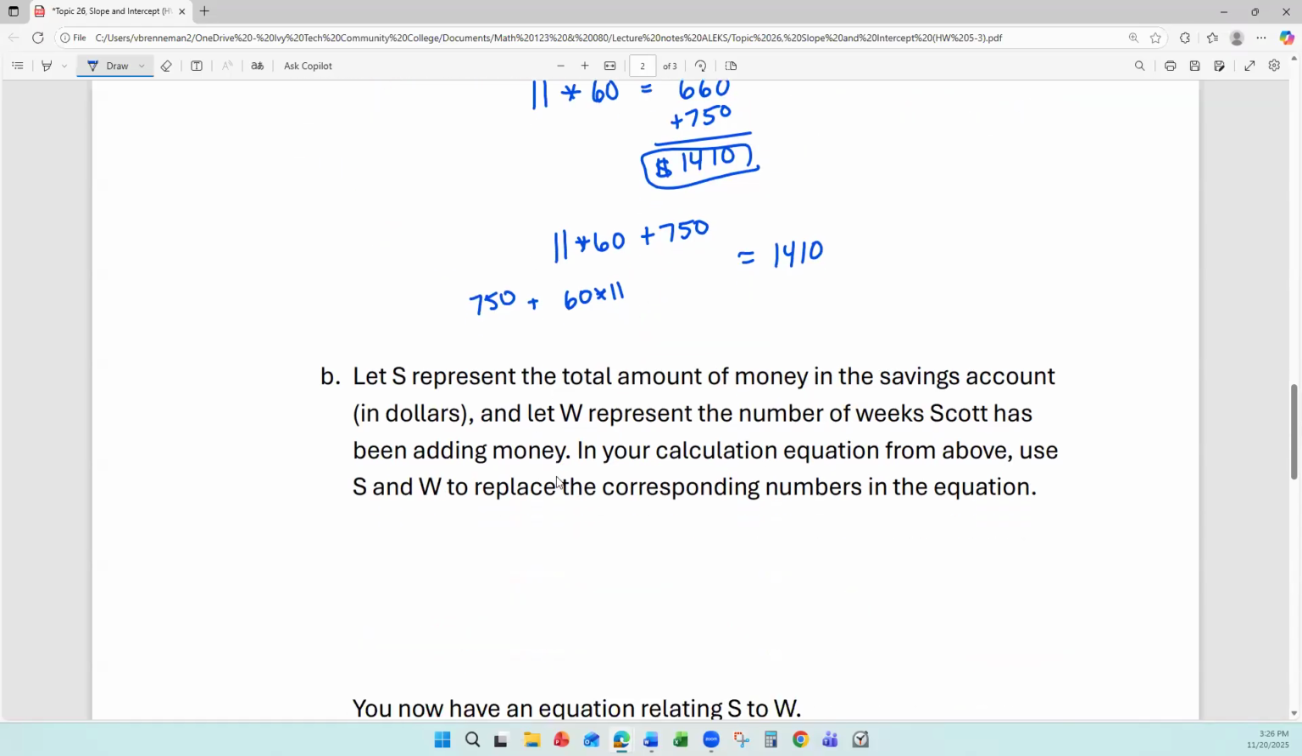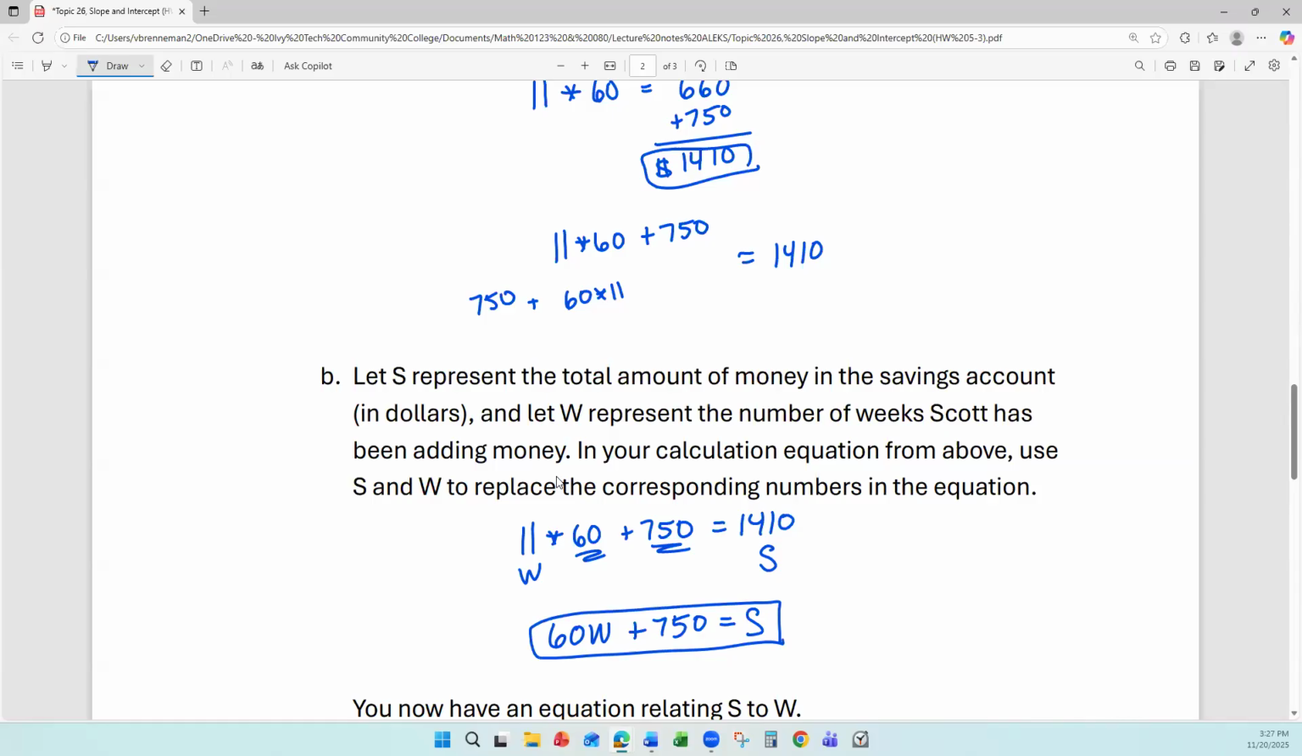So as I look at whatever form the calculation was, I'll do the 11 times 60 plus 750 equals 1410. Now, I know the 60 and the 750, those were the given numbers, so those are going to stay there. The 11 and the 1410 are going to be replaced with S and W in some order. S is the total amount of money, that's the 1410. W is the number of weeks, that's the 11. So W times 60, I can write as 60W plus 750 equals S.